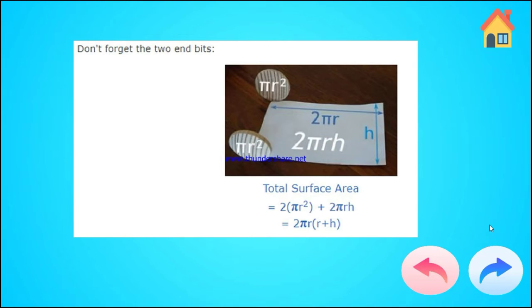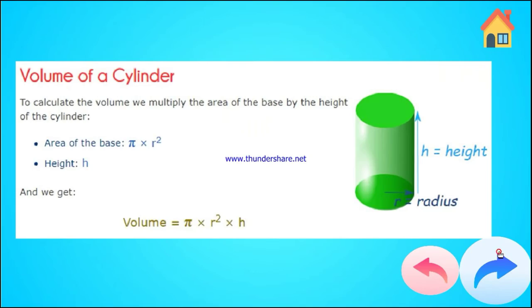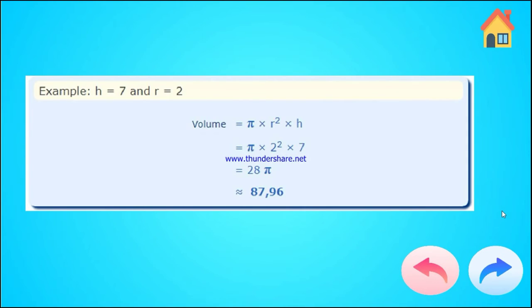Next, the experiment to prove the surface area. Next, volume of a cylinder. To calculate the volume, we multiply the area of the base by the height of the cylinder. Area of the base is pi times r squared, and the height, the symbol is h. And we get the volume is pi times r squared times h. Next, there is the example of the volume of cylinder. You can try it yourself.